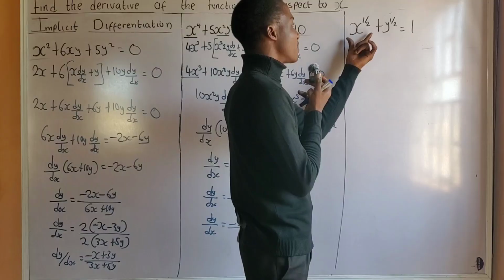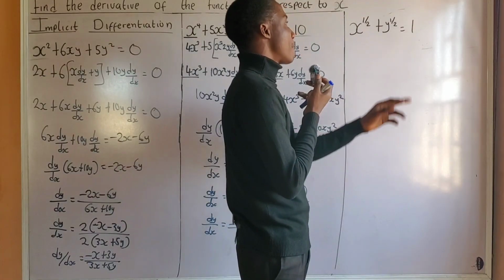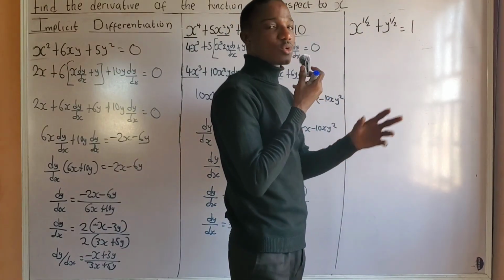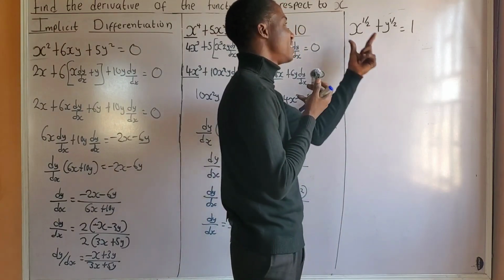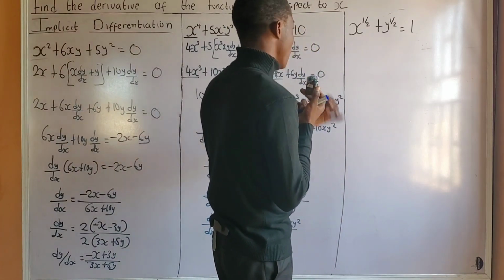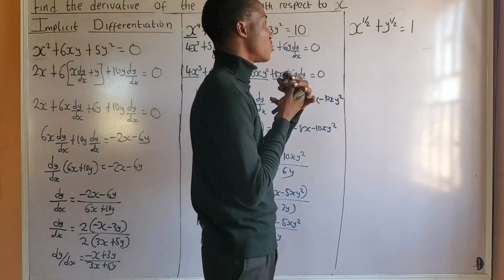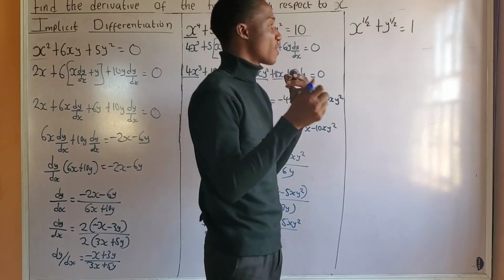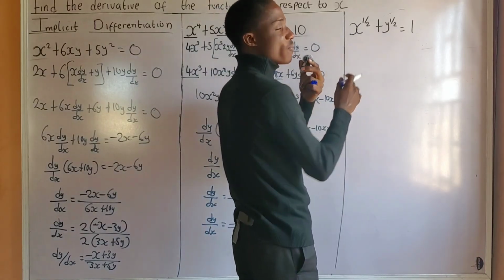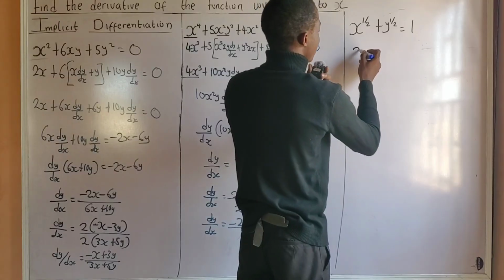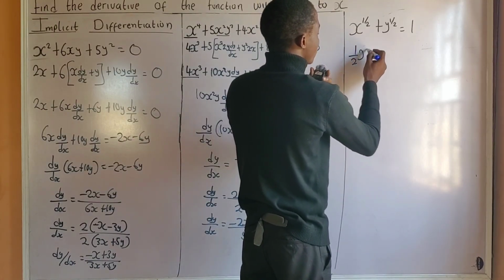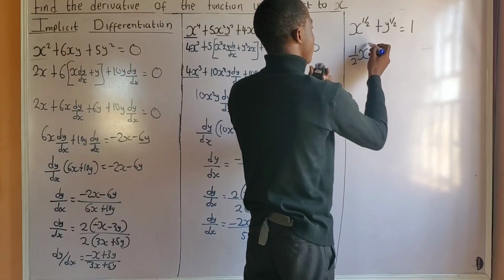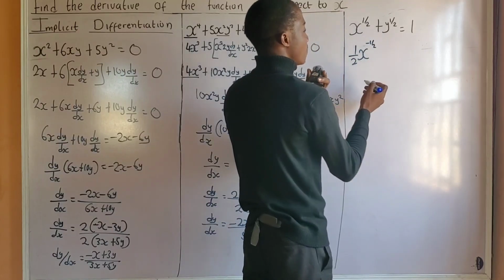Okay, now let's look at this question. We are asked to find the derivative of x raised to the power of half plus y raised to the power of half equals 1 with respect to x. We are differentiating y with respect to x. To solve this question, we are still going to go the same way. Take the derivative of x raised to the power of half. I'm going to have 1 over 2x raised to the power of what? Negative 1 over 2. Do you know?